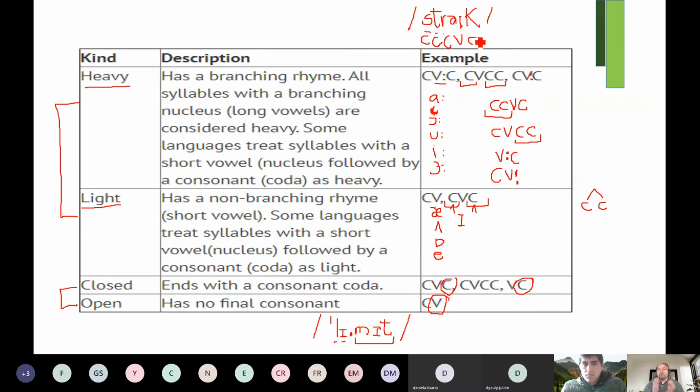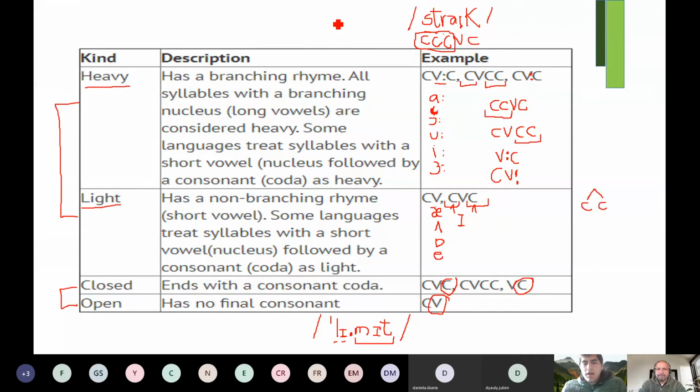So this syllable, do you think it's light or heavy? What do you think? Heavy. It's a heavy syllable, right? Because of the number of consonant sounds placed in the onset. It's a branching onset, right?